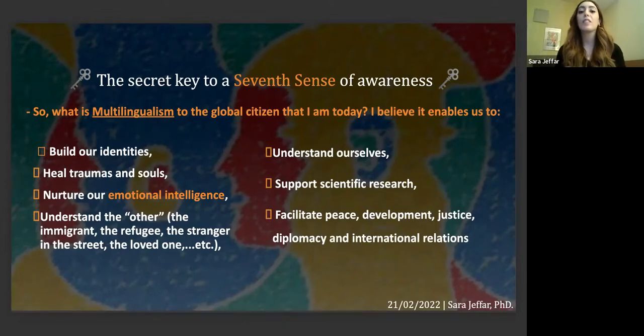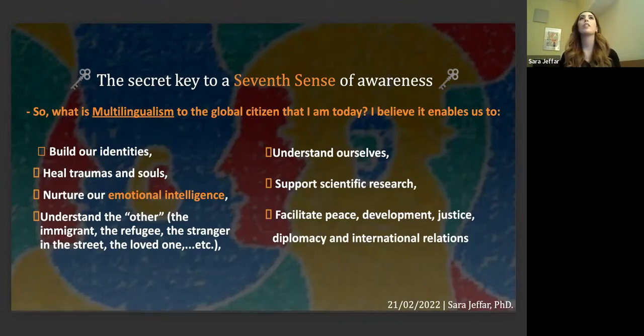And so that participates in building our identities, in healing traumas and souls, in nurturing our emotional intelligence so much, in understanding the other. And we need this today. The immigrant, the refugee, the stranger in the street, the loved one even, to understand ourselves, to support scientific research, to facilitate peace, development, justice, diplomacy, and international relations.